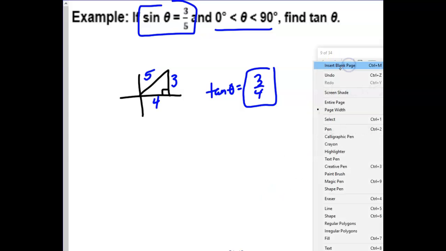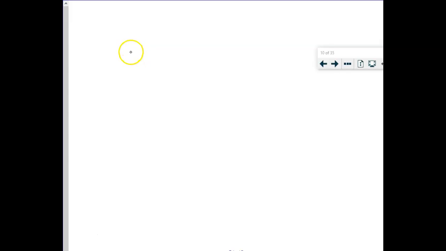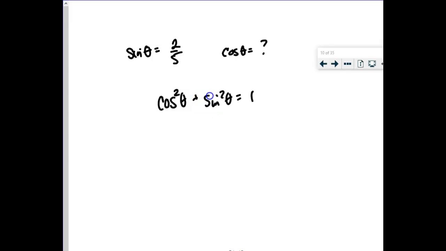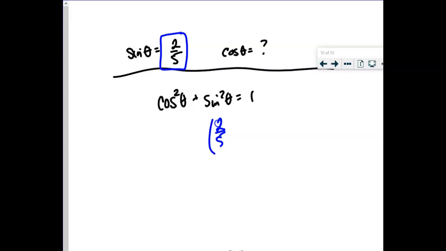As a little aside, this is sometimes the question that they'll ask. They'll say, sine of theta equals 2 over 5, what's the cosine? No, because they're not reciprocals of each other. So this is what your book wants you to do. It wants you to say, hey, that's a thing, right? The cosine squared plus sine squared equals 1. That's a Pythagorean identity. So if sine is 2 over 5, then you could do this.